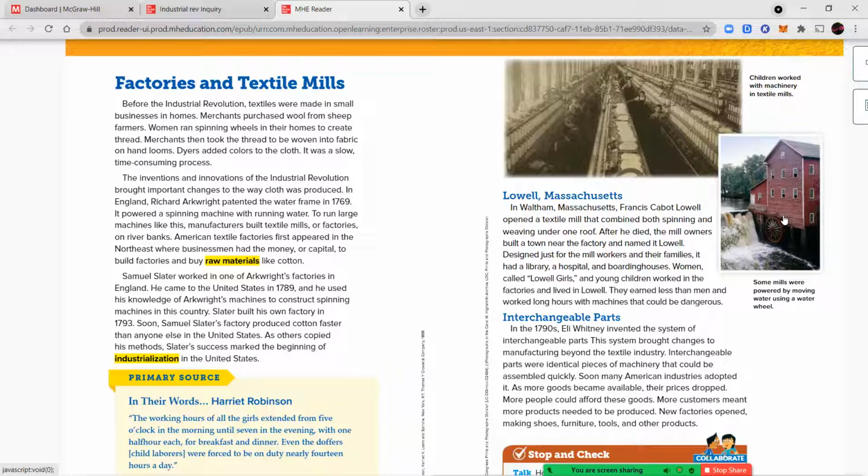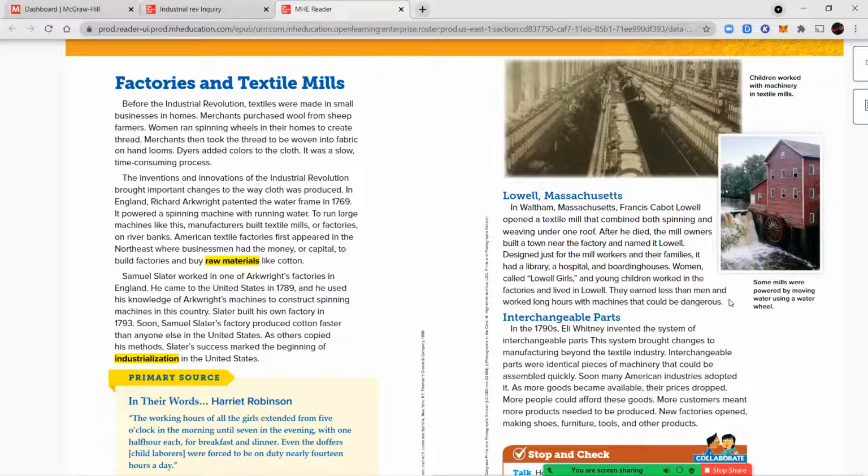Lowell, Massachusetts. In Waltham, Massachusetts, Francis Cabot Lowell opened a textile mill that combined both spinning and weaving under one roof. After he died, the mill owners built a town near the factory and named it Lowell. Designed just for the mill workers and their families, it had a library, a hospital, and boarding houses. Women called Lowell girls and young children worked in the factories and lived in Lowell. They earned less than men and worked longer hours with machines that could be dangerous.